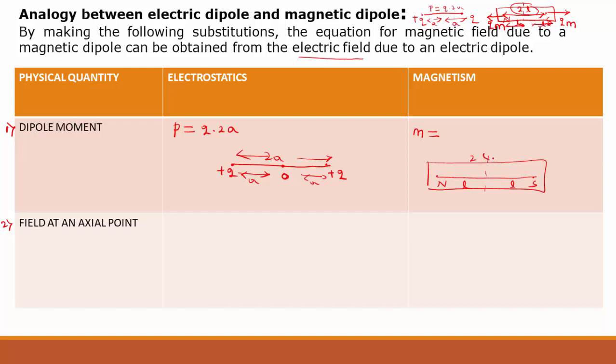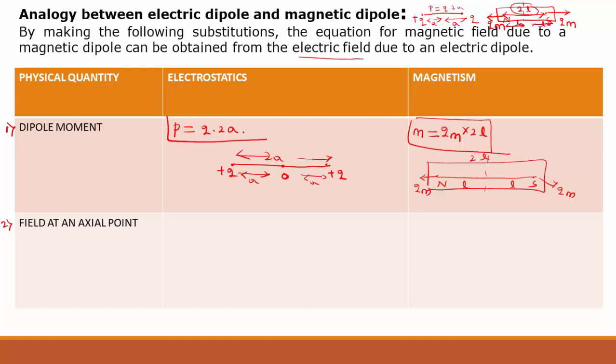L plus L is 2L. And the charge in the north pole is Qm. Then the charge in the south pole is also Qm. In case of magnetism, the dipole moment is the product of the strength of either pole, north pole or south pole, and the magnetic length. The product of the strength of either pole and magnetic length is called the dipole moment.